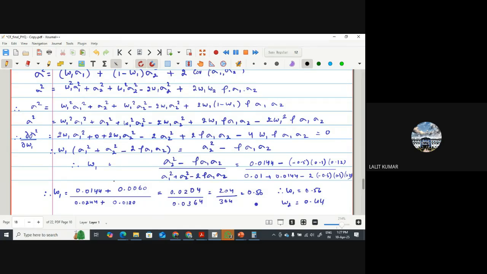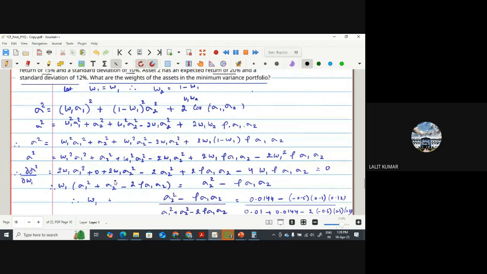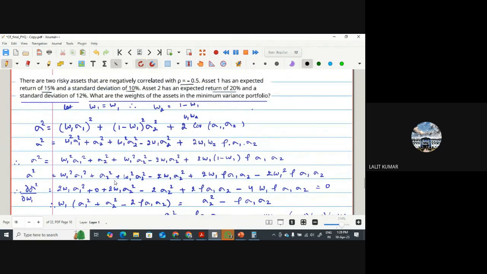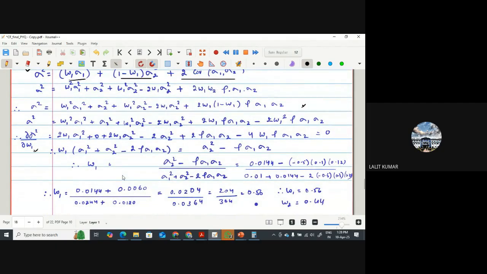Weight 1 is equal to variance of 2 minus covariance of both, divided by variance 1 plus variance 2 minus 2 into covariance. But if you forget this formula also, we can directly calculate it, because the variance of the portfolio will be equal to variance of the first asset plus variance of the second asset plus 2 into covariance of 1 and 2. When you expand, you take the derivative with respect to W1, equate it to 0, and you get the value of W1. Is this okay? Otherwise, you can remember this formula also.